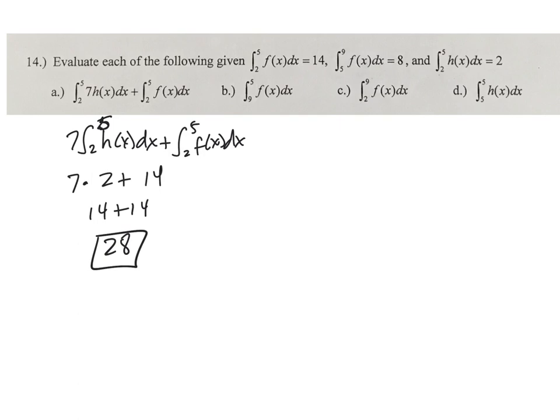Okay, in letter B, notice this time we have the bounds are backwards. Instead of going from 5 to 9, it goes from 9 to 5.